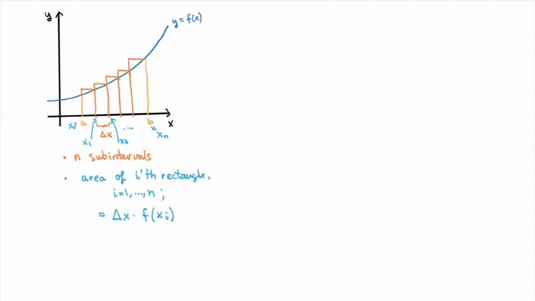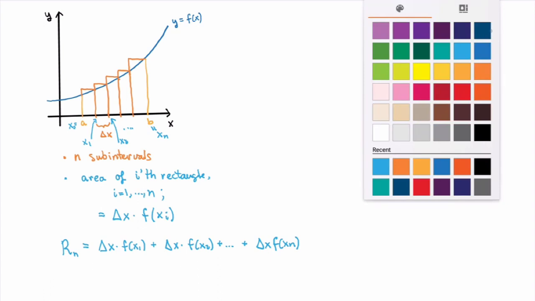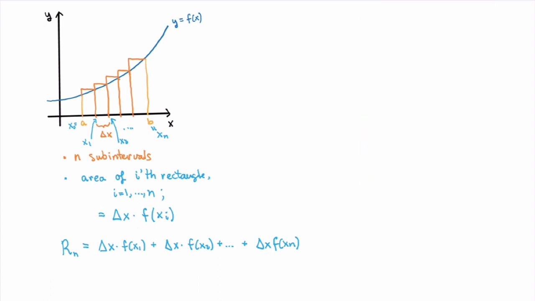So I'll get something that I will call Rn, which will be the sum of these areas. So I'll get first delta x times f of x1 for the first rectangle, plus delta x times f of x2 for the second rectangle, and so on all the way to xn. And this gives me a good approximation for the area under the curve. And this is a very, very important type of summation. It has a name, it's called a Riemann sum.